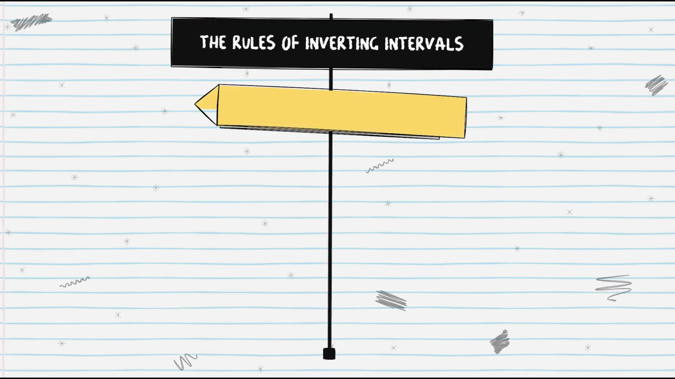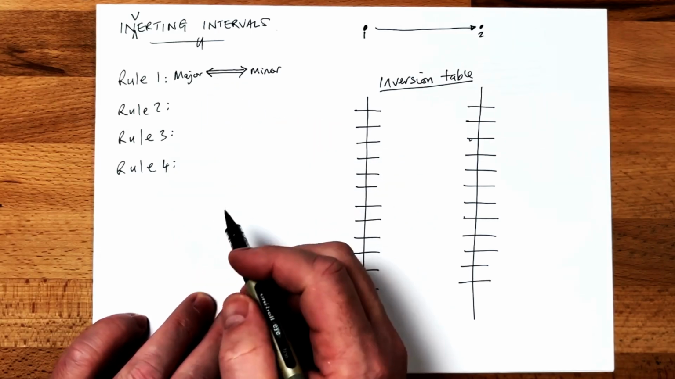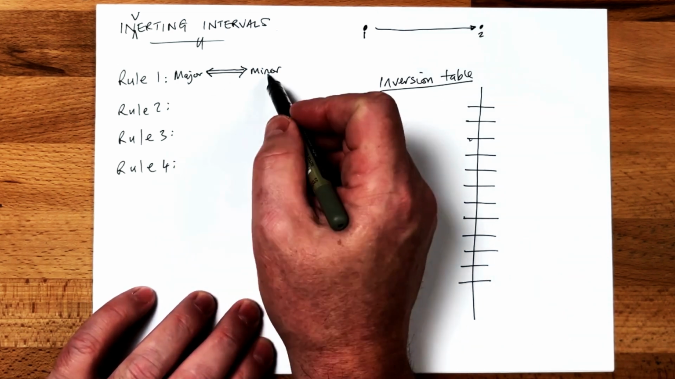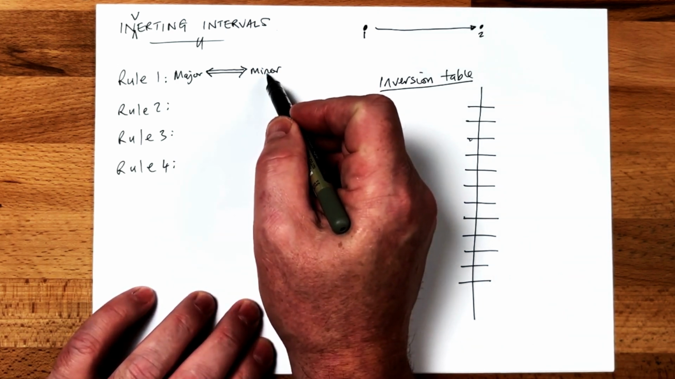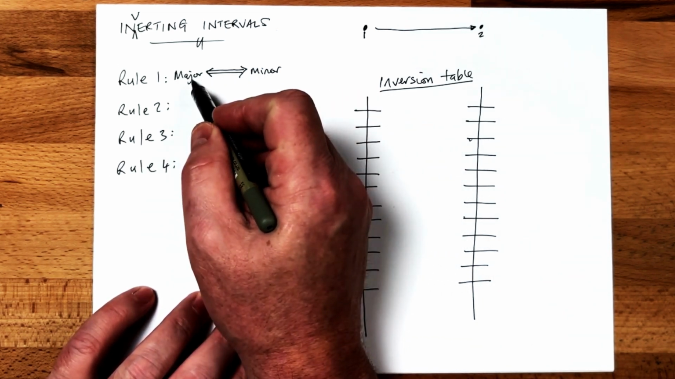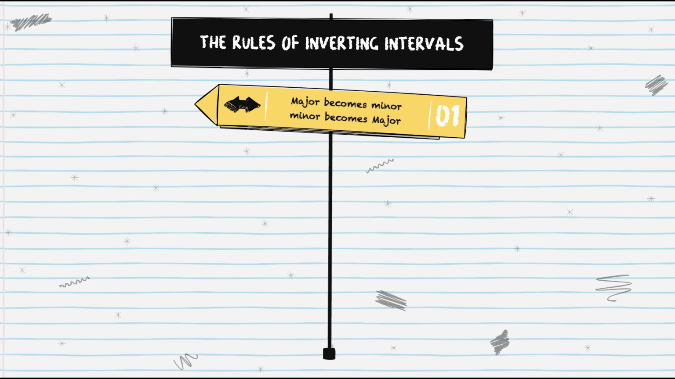So rule one is if we have a major interval, like a major third, a major sixth, when we invert it, the tonality of that interval becomes minor. And this is what we have to understand here. So major becomes minor. This is my symbol that I use for vice versa. If we take a minor interval and we invert it, it's going to become major. That's the first rule that you need to understand there. Major becomes minor and minor becomes major.